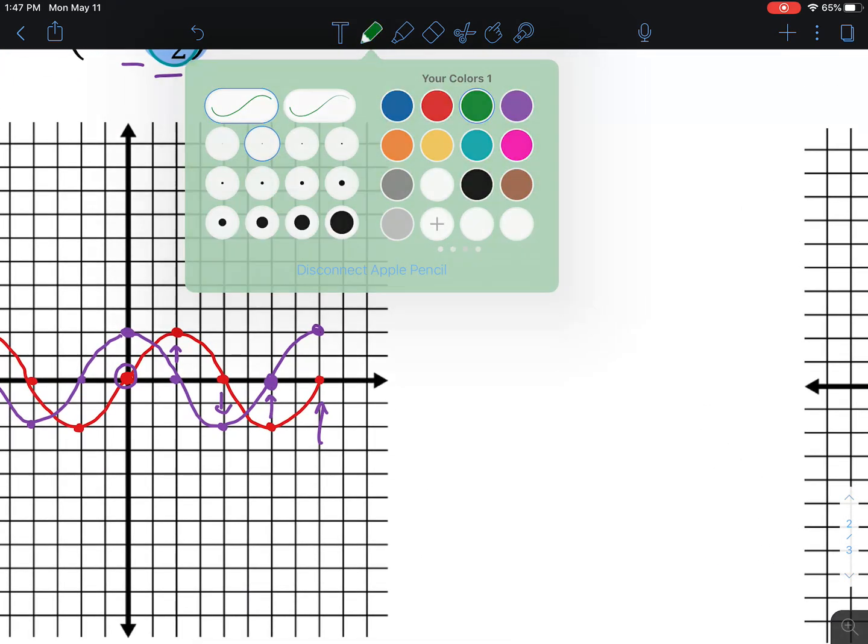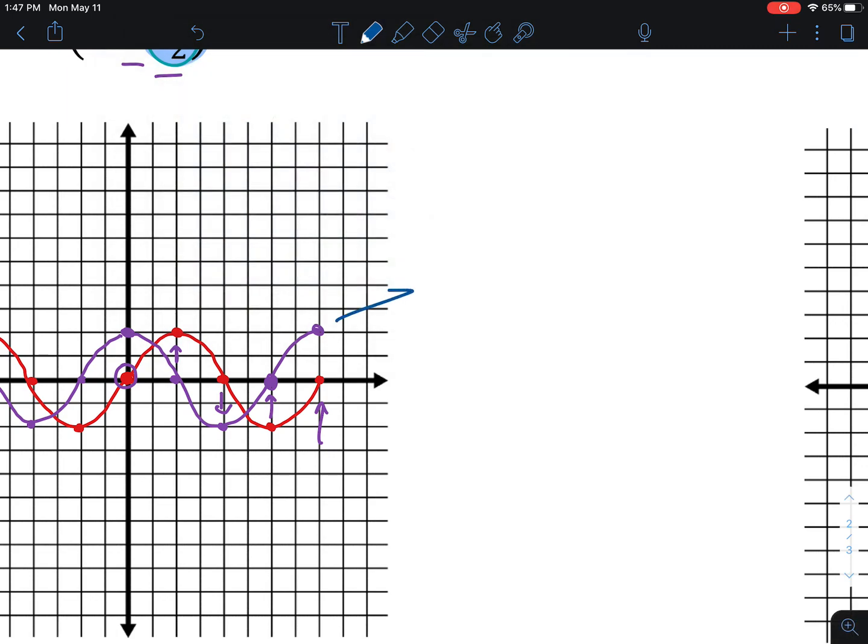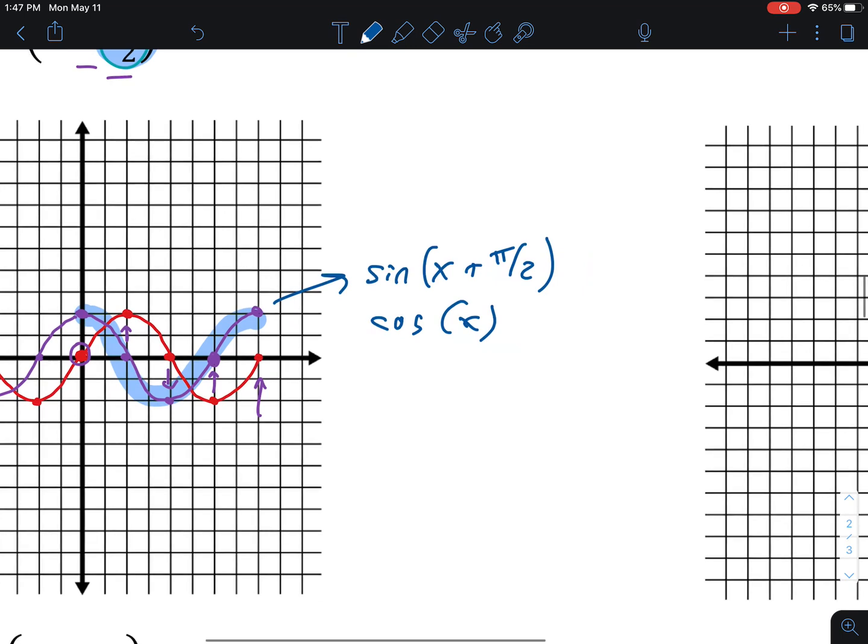Now, if you notice this, what is this? Well, this looks exactly, right? So this is sine of x plus pi over 2. But if you look at the shape of this graph, it also looks exactly like cosine of x. Is that a coincidence? Of course it's not.